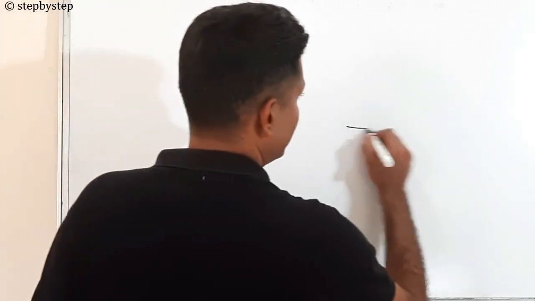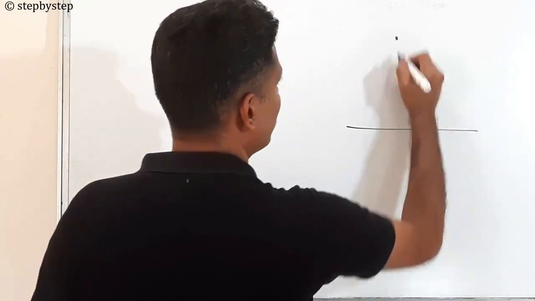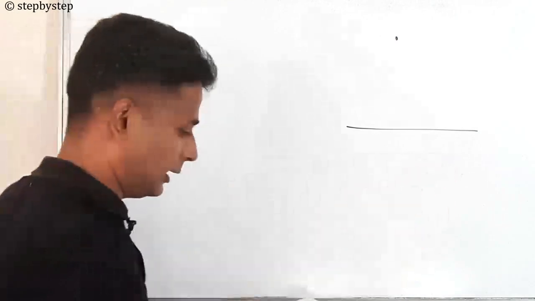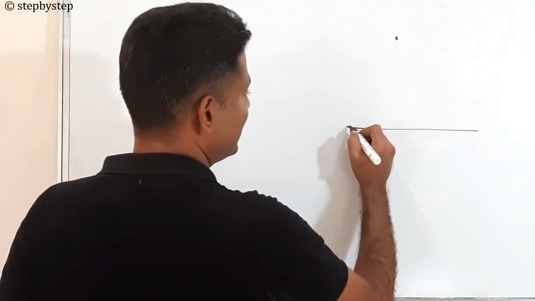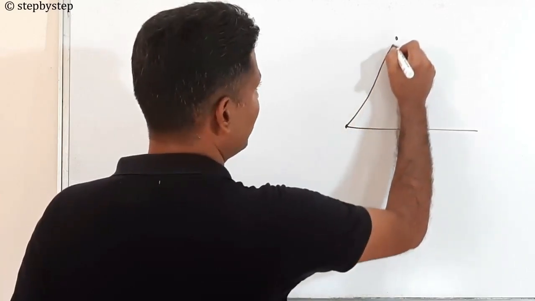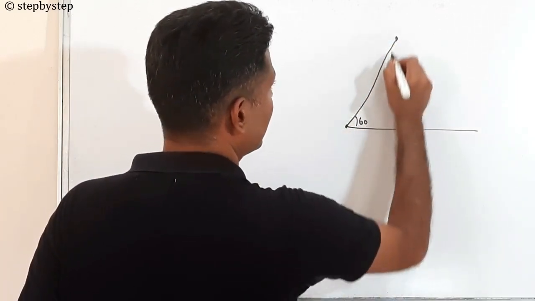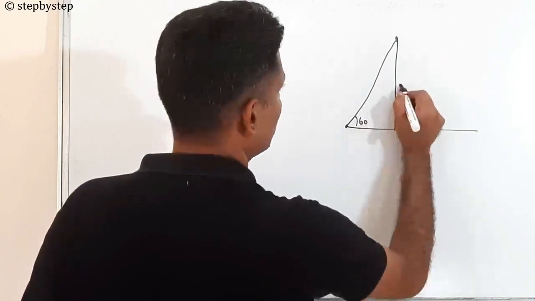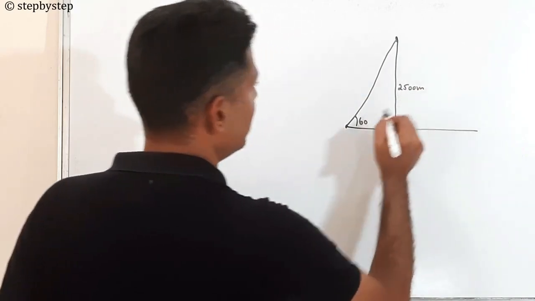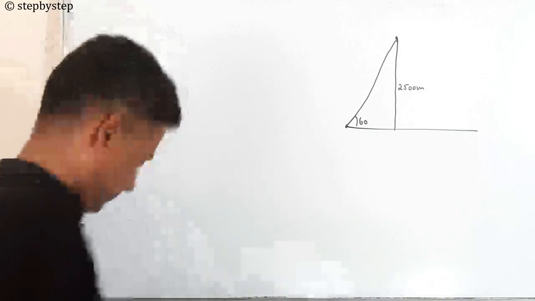The fifth question, guys. An aeroplane flying horizontally at a height of 2500 meters above ground. So let this be the ground. One aeroplane is flying at the height of 2500 meters. It's flying horizontally. It is observed at an elevation of 60 degrees. So let's say we are here and the angle of elevation is 60 degrees and the height is 2500 meters, the height of the plane.